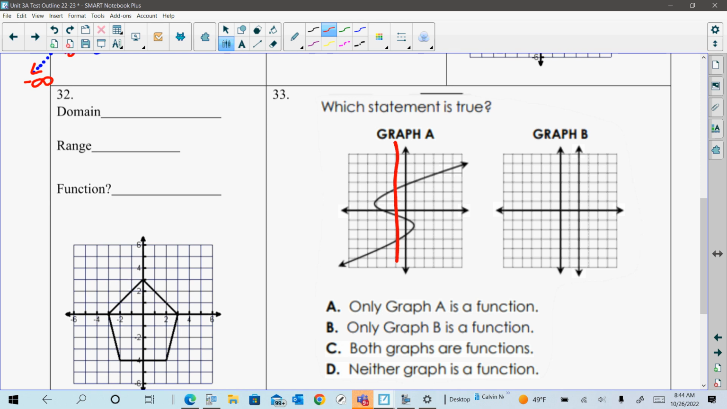Okay, draw a line straight up and down. So I draw a line up and down. Would this be a function? No, it is not. Right here, it intersects 3 different spots.